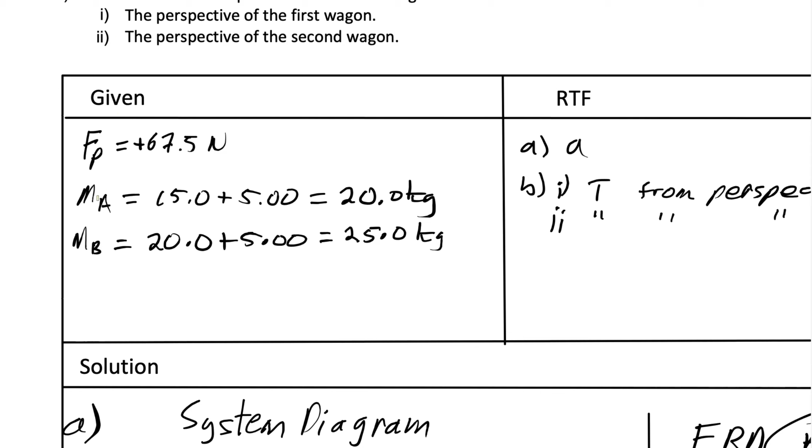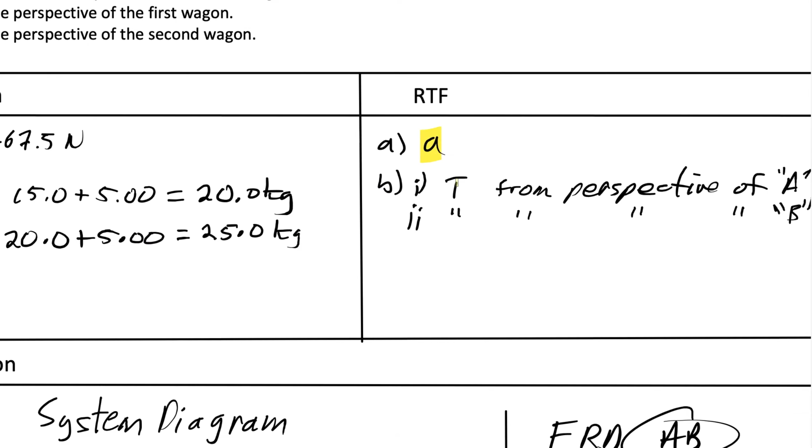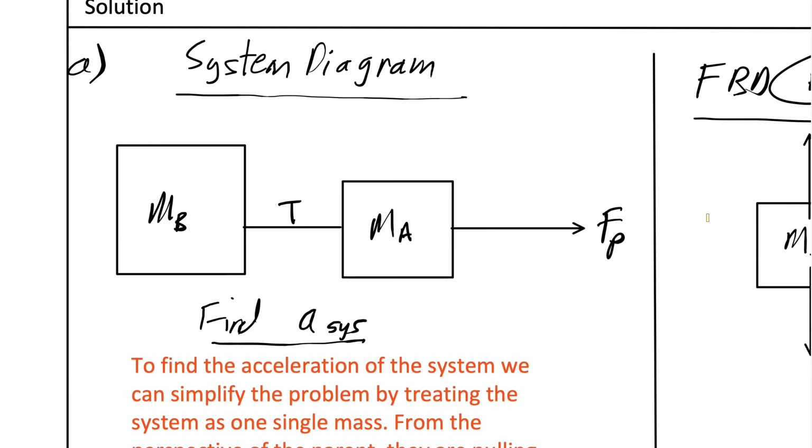Now, the next part, the mass of the two children plus the wagons. The first wagon, we're going to call mass A, and the combined mass is going to be 20 kilograms. For the second kid, it's their mass plus the mass of the wagon, which is a total of 25 kilograms. So we're looking for the acceleration and the tension between both wagons from two different perspectives, from the first wagon and then from the second wagon, or A and B.